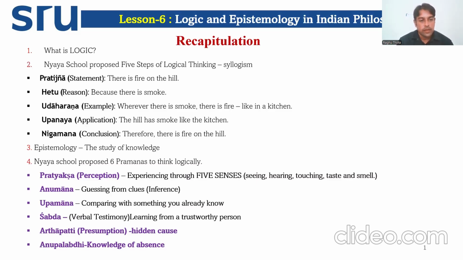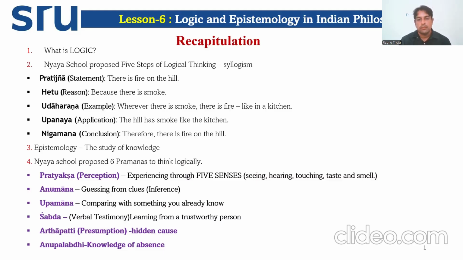And the fourth point, the 6 pramanas or 6 different steps proposed by Nyaya school for right logical thinking. What are the 6 pramanas or 6 steps suggested by Nyaya school for right logical thinking? Number 1, pratyaksha. If there is a crime or a situation, you can find the truth by following 5 senses. What are the 5 senses? We can see, hear, touch, taste, and smell.